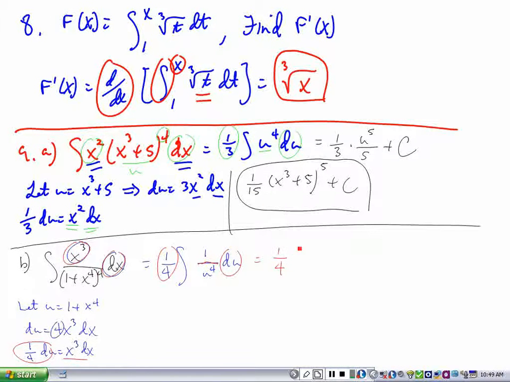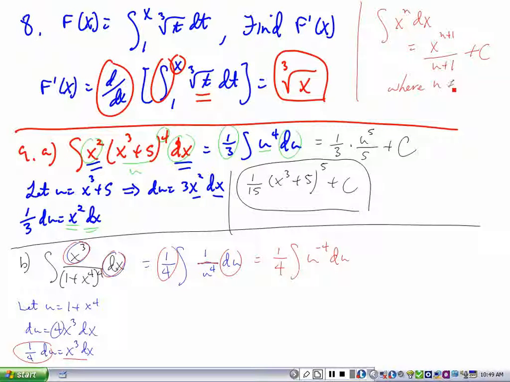This is 1/4 times the integral of u to the negative 4th du. We try to write all our integrands, if possible, in that form. The integral of x to the n dx is equal to x to the n plus 1 divided by n plus 1, then plus c, and you hope that n is not equal to -1. If it is, we get the natural log, and we'll talk about that in the next chapter.